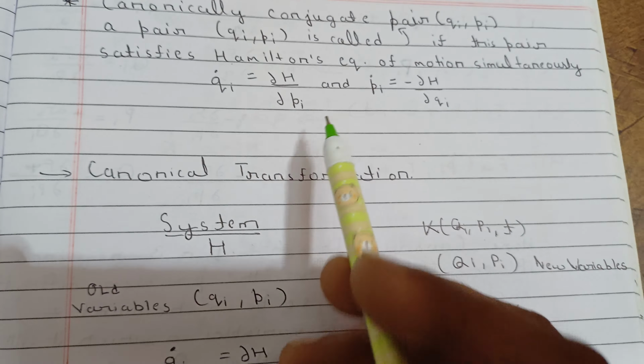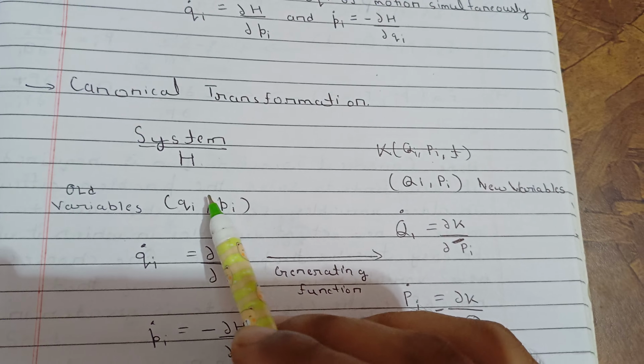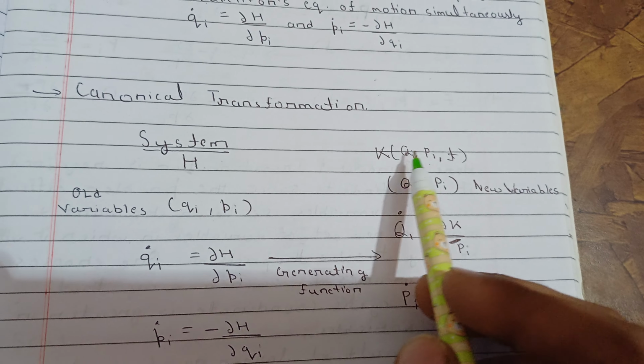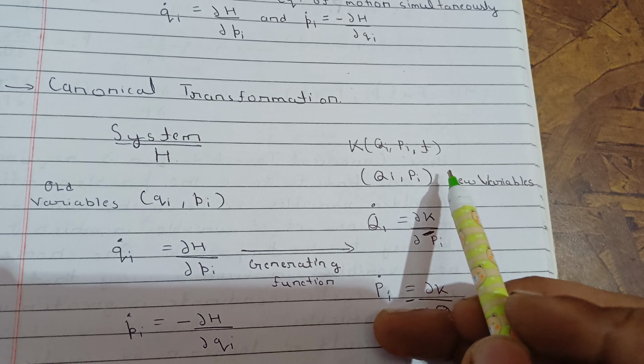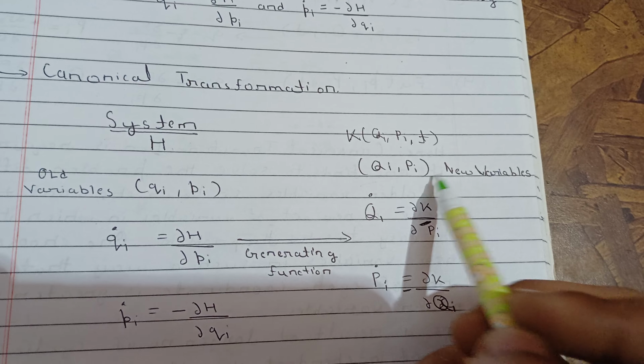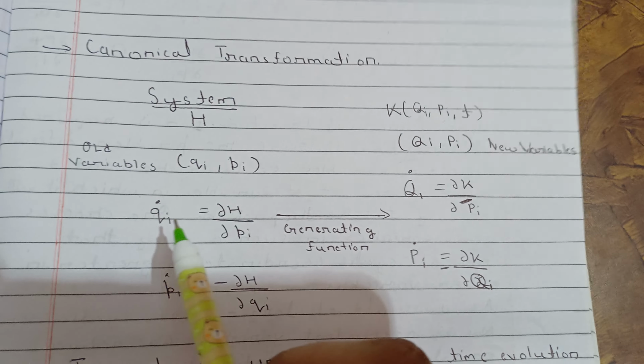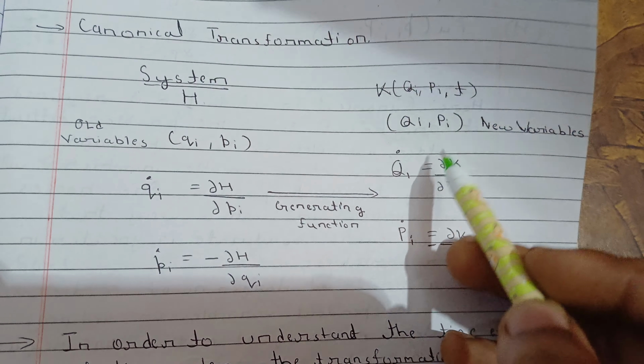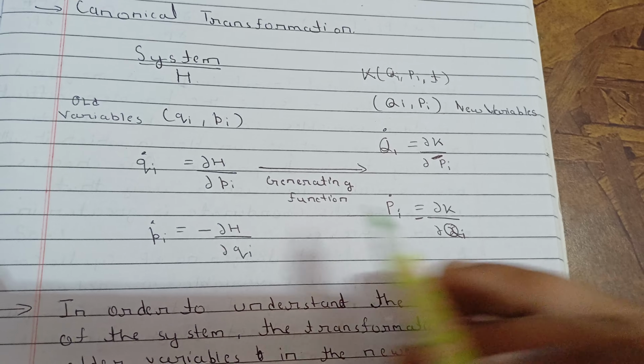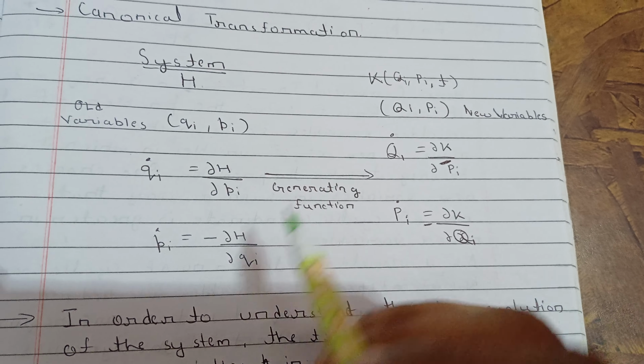Now if you have new generalized coordinates, then your Hamiltonian will again be something new, it will change. So in the new variables, this is your Hamiltonian, these are your Qi Pi, the new variables, and these are your old variables. Now they also satisfy these conditions, and they also satisfy these conditions for the new Hamiltonian.